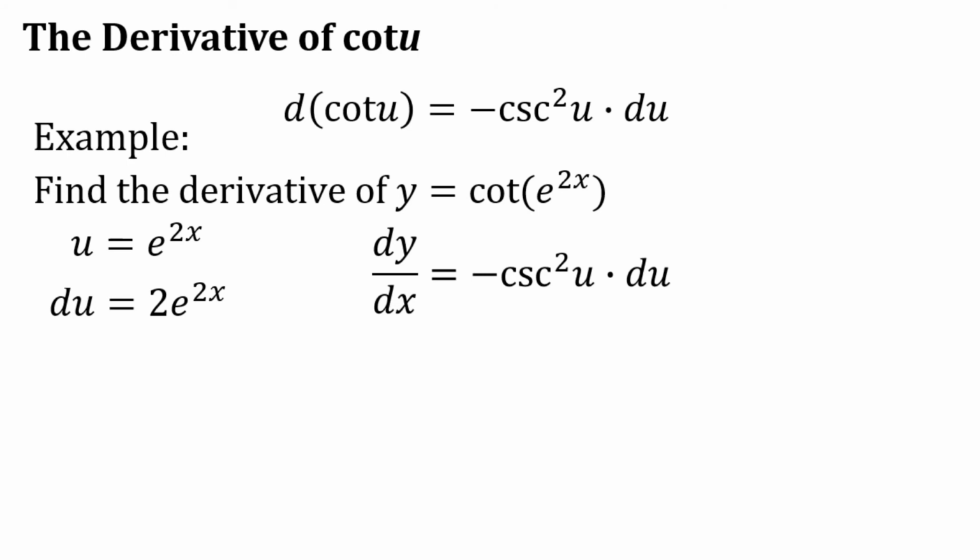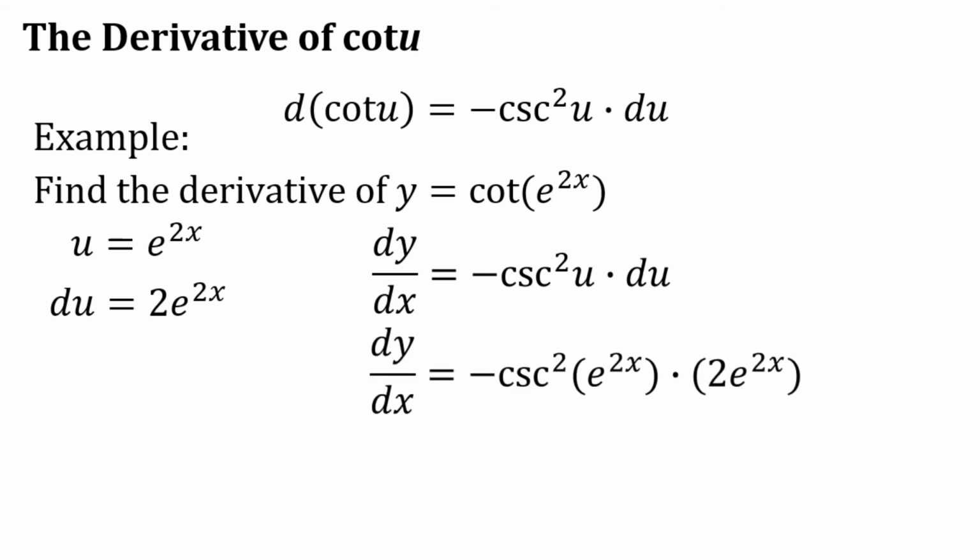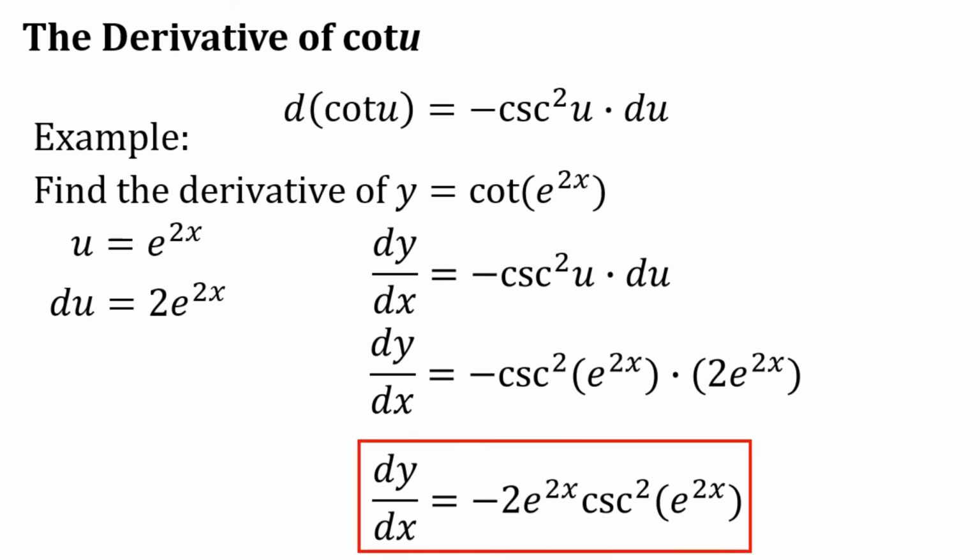Now apply the formula dy over dx equals negative cosecant square u times du. Substitute the values of u and du. Dy over dx is equal to negative cosecant square e raised to 2x times 2e raised to 2x. Or dy over dx equals negative 2e raised to 2x cosecant square e raised to 2x. This is our final answer.